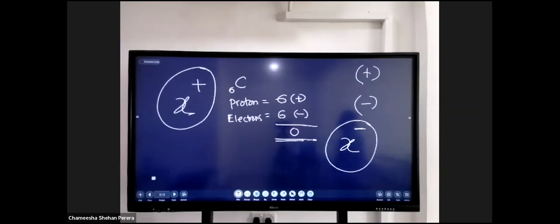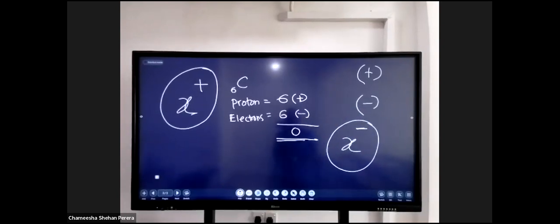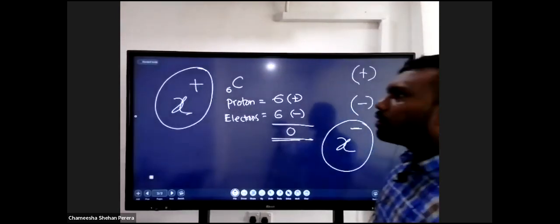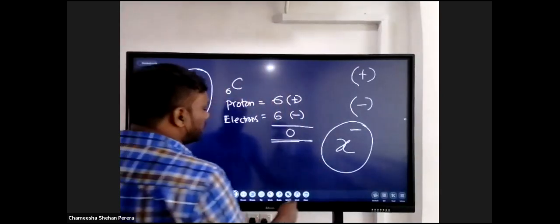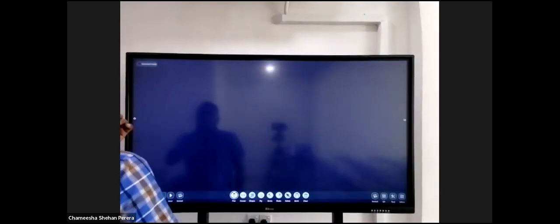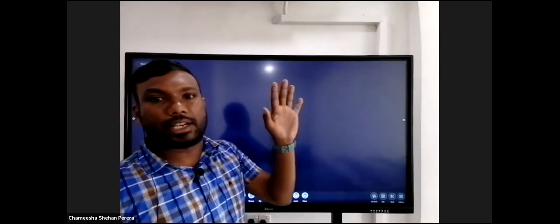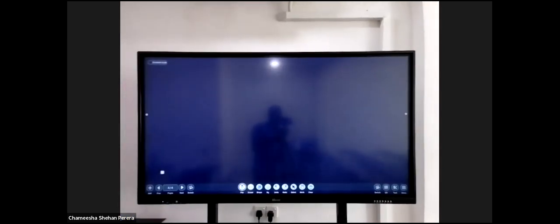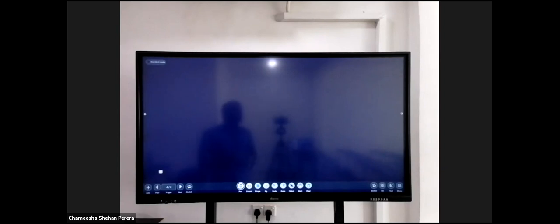I'll tell you what really happens. What if an atom loses its electrons, right? That's what we are going to see. So far we discussed neutral atoms. We had equal numbers of protons and electrons. Then we talked about positively charged ions and negatively charged ions. What will happen to an atom when it loses electrons?